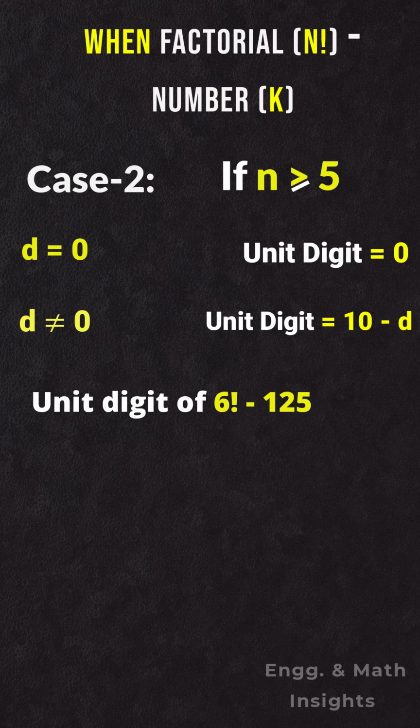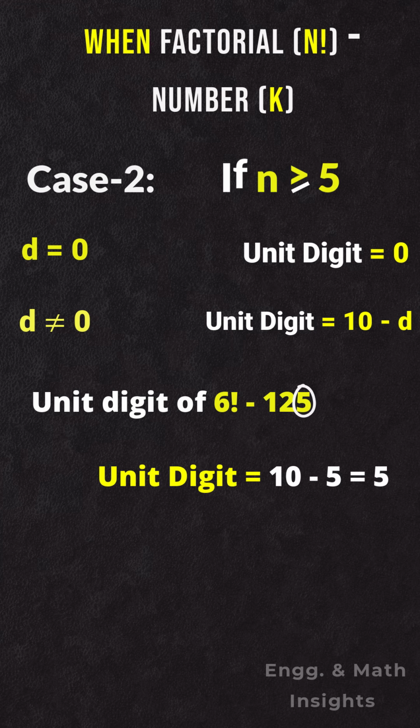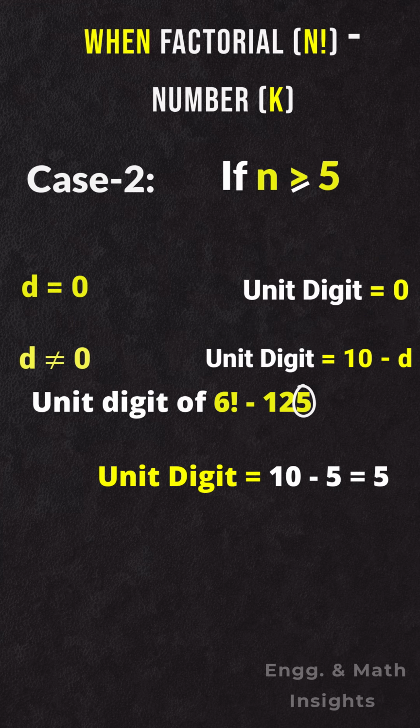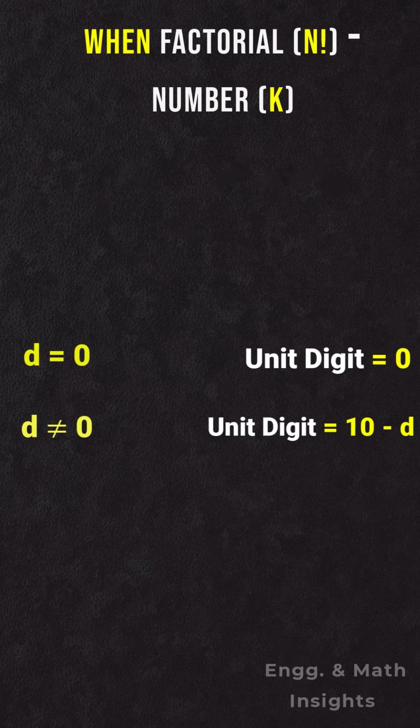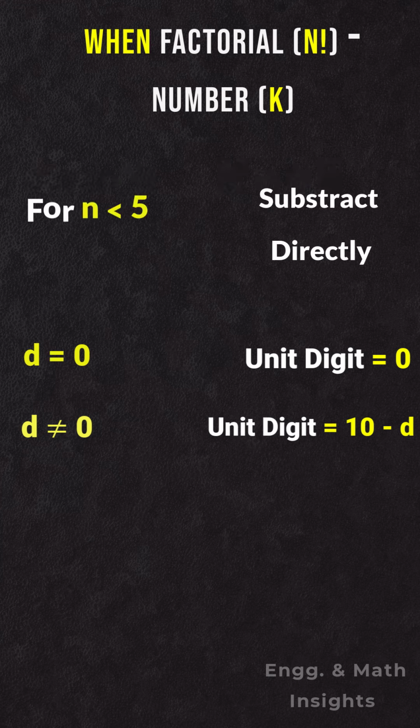For the final example, we have 6 factorial minus 125. Here the last digit of the number k is 5, and so the unit digit is 10 minus 5, which will give us 5. This one rule handles all the conditions for n greater than or equal to 5. So conclusion, for n less than 5, subtract directly, adjust with the mod 10 if negative. For n greater than or equal to 5, ignore n, just look at the last digit of k.